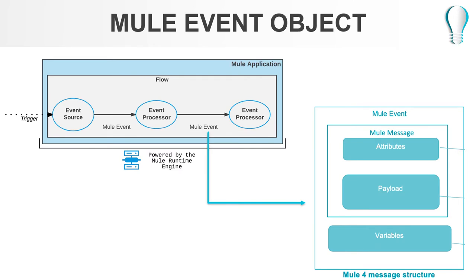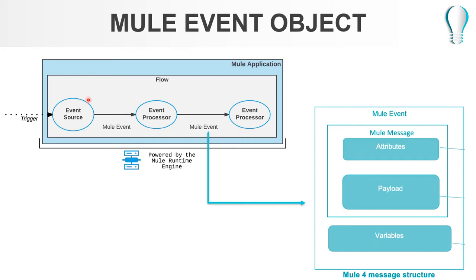What exactly happens inside your Mule application? There is a series of activities which occur when your event source receives a trigger. What is a trigger? A trigger is a starting point for your event flow. It can be your HTTP request, it can be your VM connector which is listening to a queue, or it can be just a scheduler. Any of these act as a trigger. Their job is just to start your flow. So when your event source receives this trigger, it generates one Mule event object.